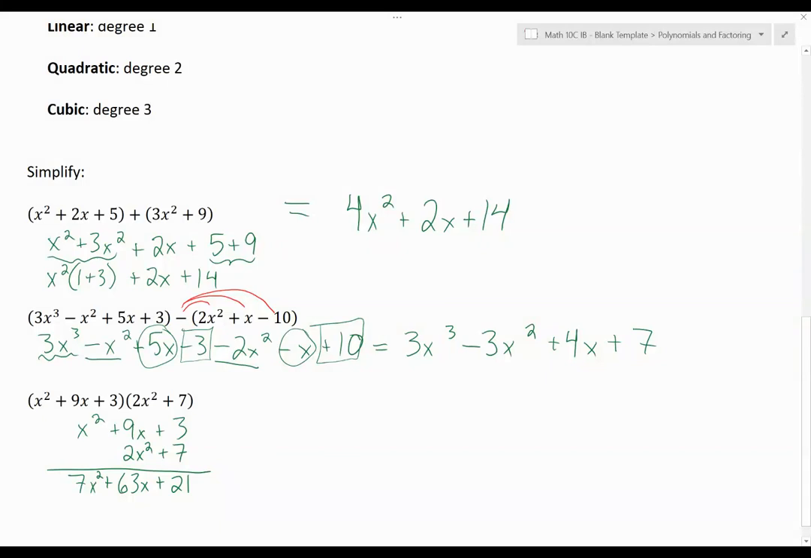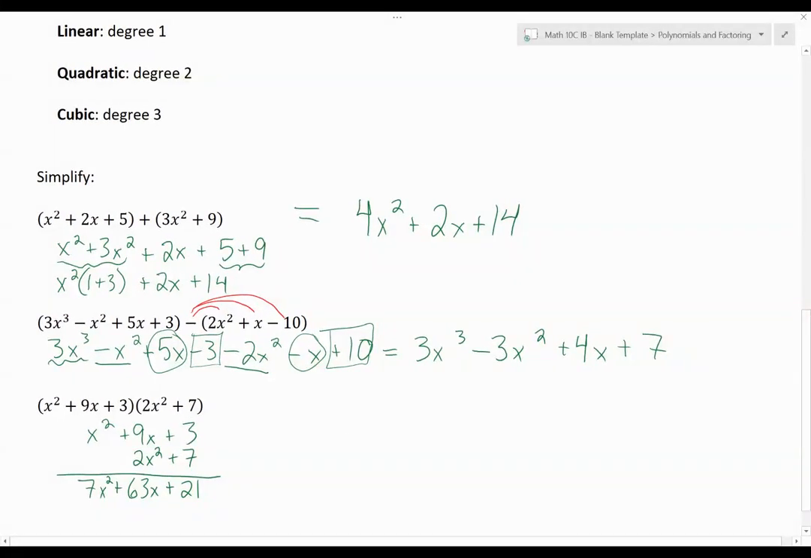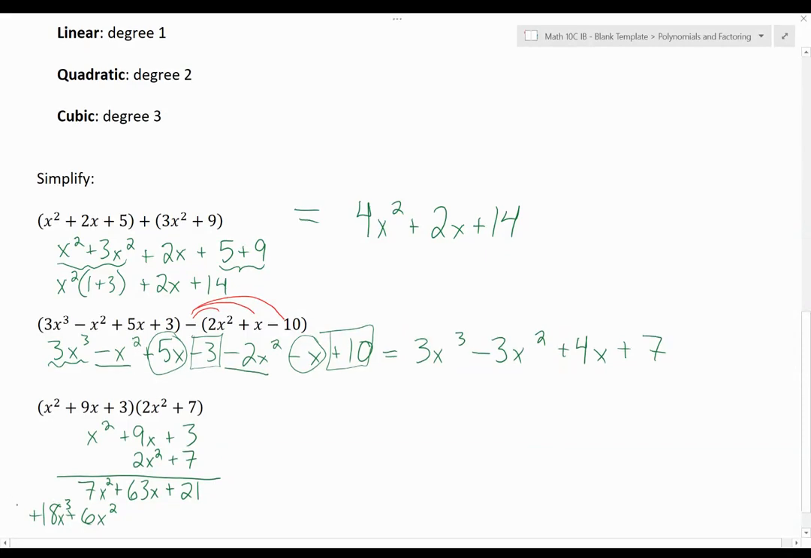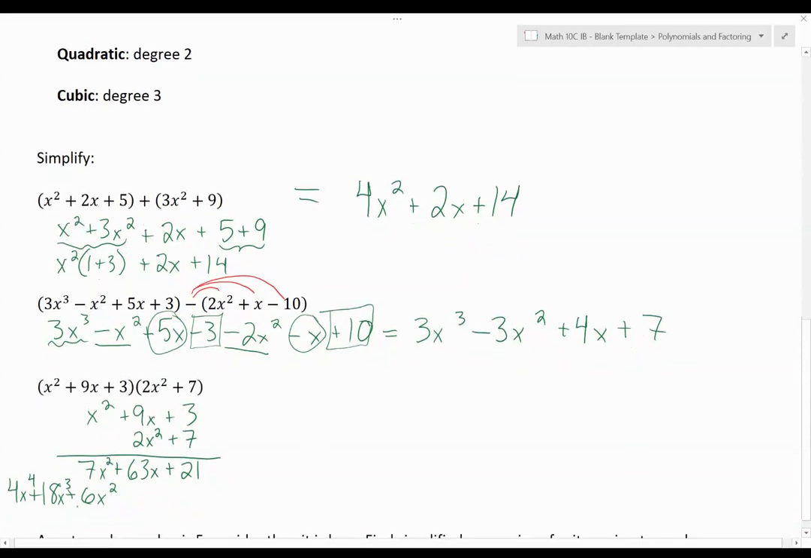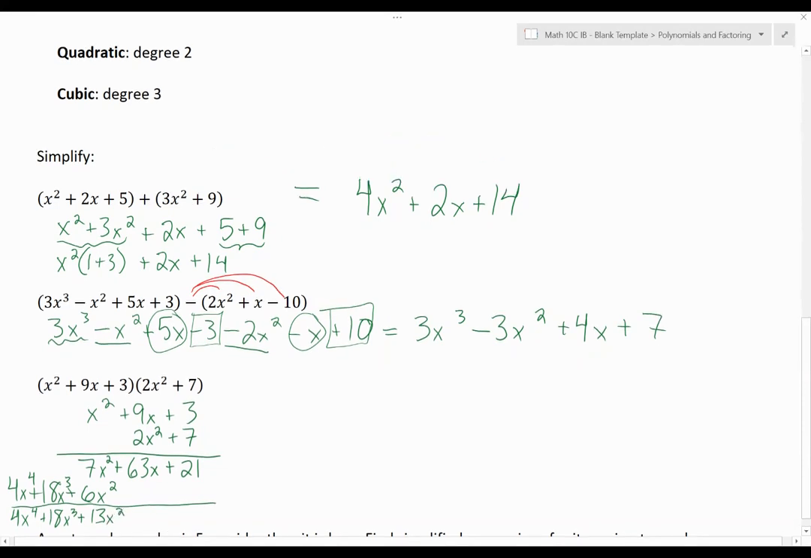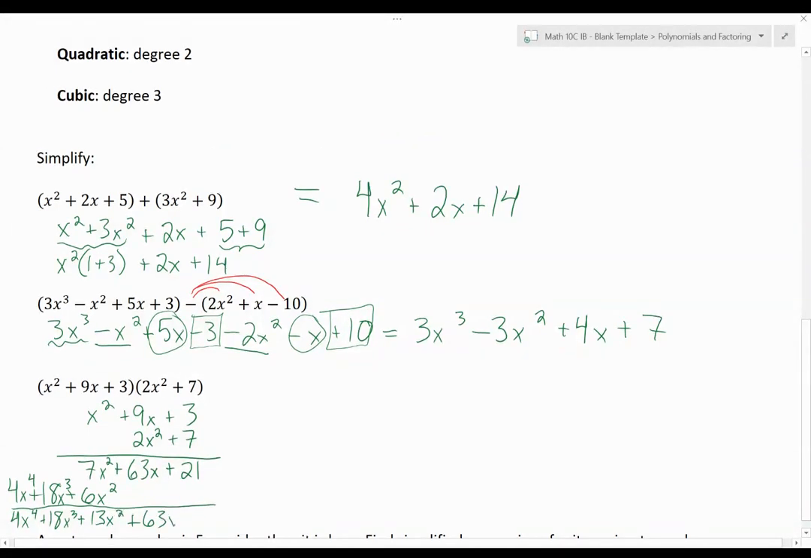But I'm going to respect place value essentially, so I'm respecting degree. So when I multiply 3 times 2x squared, I get 6x squared. I'm going to write that with the 7x squared. 9x times 2x squared is 18x cubed, and x squared times 2x squared is 4x to the power of 4. When I then add these together, I've lined up the like terms, so I end up with 4x to the power of 4 plus 18x cubed plus 13x squared, because I have 7x squared and 6x squared, plus 63x plus 21.